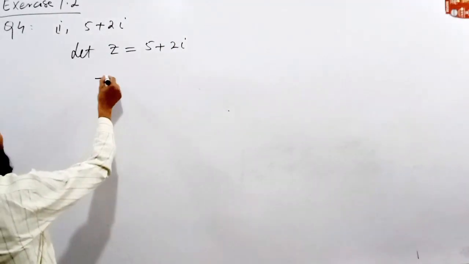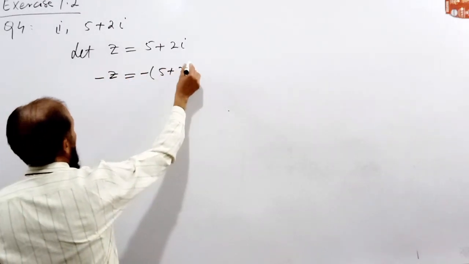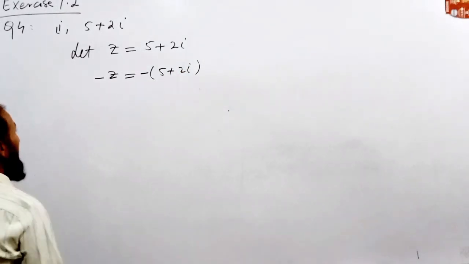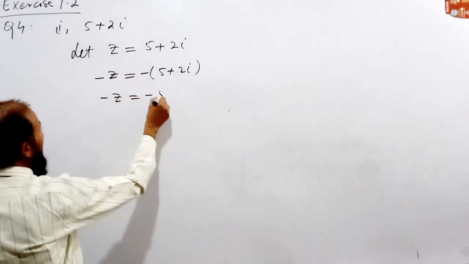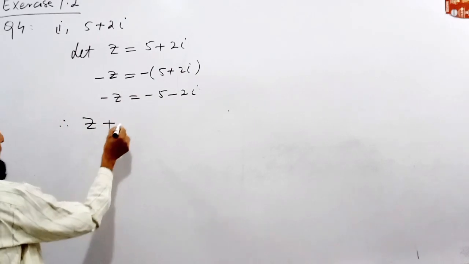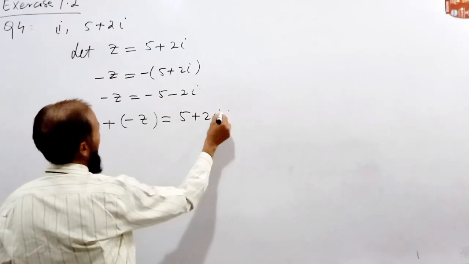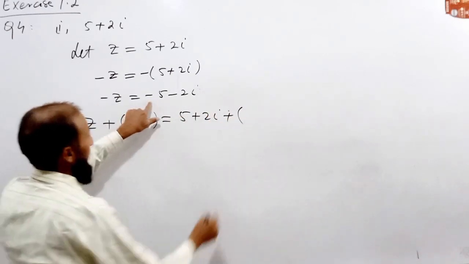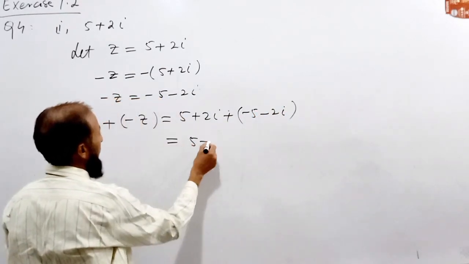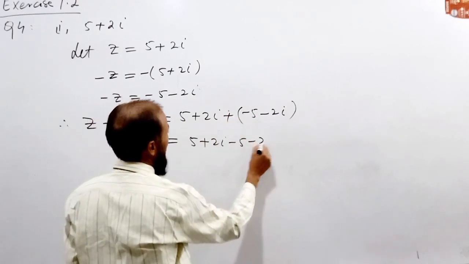It means that here we require taking minus z, multiplying both sides by minus 1. So minus z is equal to minus 5 minus 2 iota. But in the additive inverse, we are adding: z plus minus z is equal to 5 plus 2 iota plus, in the place of minus z, we put minus 5 minus 2 iota. Now open the brackets: 5 plus 2 iota plus minus 5 plus minus 2 iota.